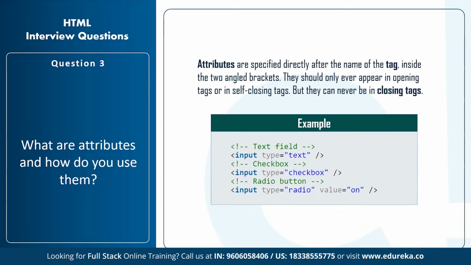So here is an example where you see that we have used the input type. We have three different types here. First we have the text field, so for that our input type is text. Then we have a checkbox, for which the input type is checkbox. And finally we have a radio button, for which the input type is radio and the value is on. So this is how you can have different attributes for your input type.